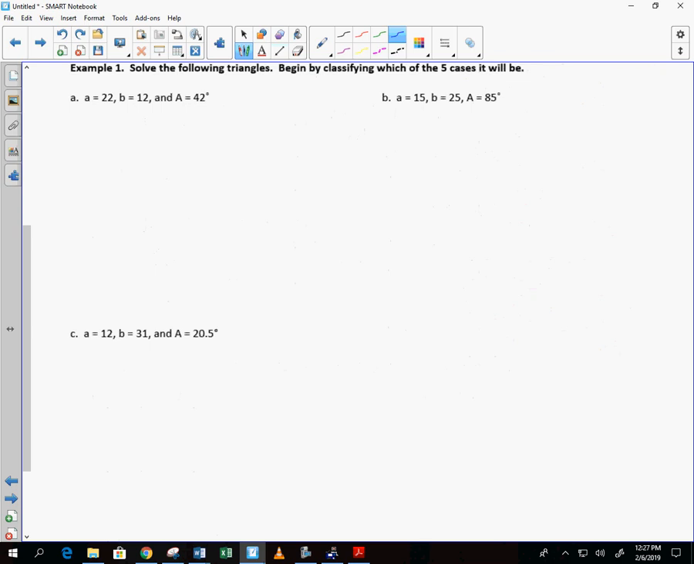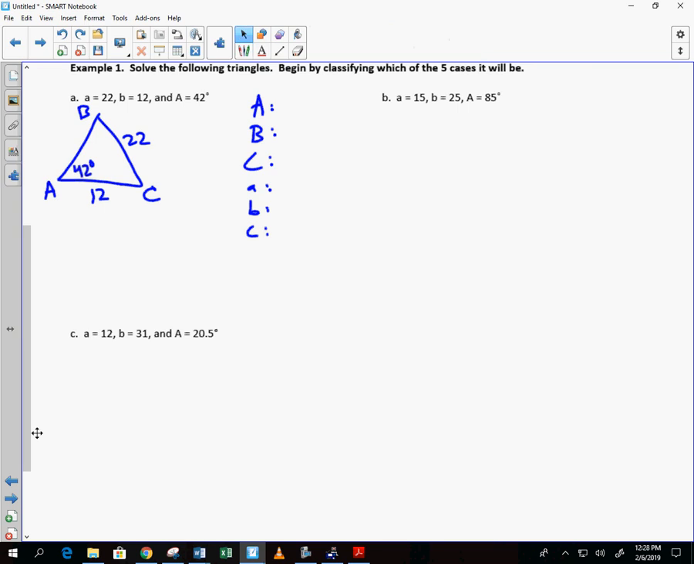3 problems. We'll see them through, and you'll have time to work. I have a triangle, A, B, C. It says solve the following triangles. Begin by classifying which one of the 5 cases it will be. I say 5 cases because we're not going to do any of the angle, angle, angle. I have A is 42 degrees. Side A is 22. B is 12. So, does everybody agree this is a side-side angle?